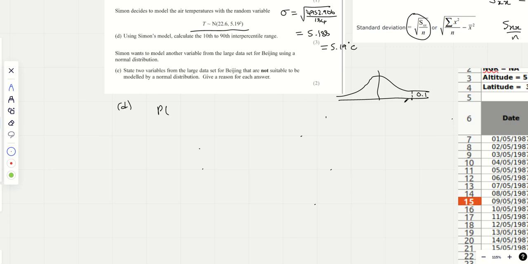So we want this to be 0.1, let's call this B. This is 22.6 because it's the mean. Let's call this A, and that's going to be 0.1 as well. We're trying to find the value which gives us the bottom 10% and the top 10%. And you do that using inverse normal.